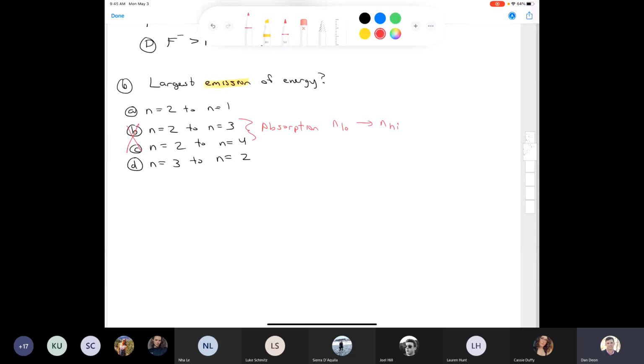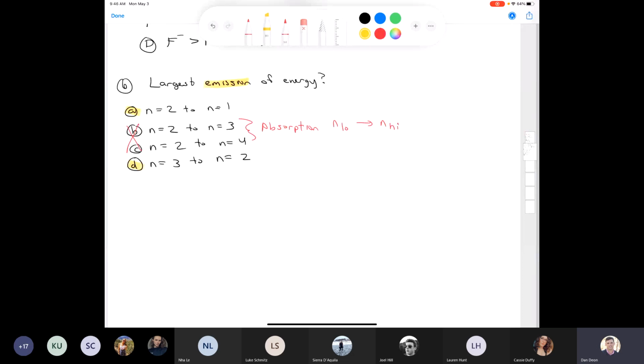We're going from a lower energy to a higher energy, and so therefore those are absorption, right? We're going from a lower energy level to a higher energy level. Whereas in A, we're going from a high to a low, and in D, we're going from a high to a low, right? These are going to be emission because we're going from a higher energy level to a lower energy level. And so energy will be emitted.